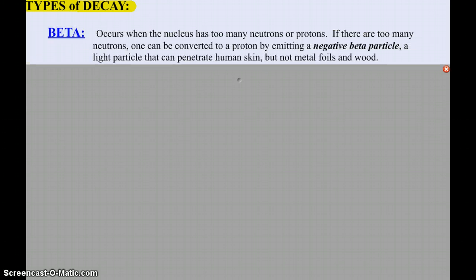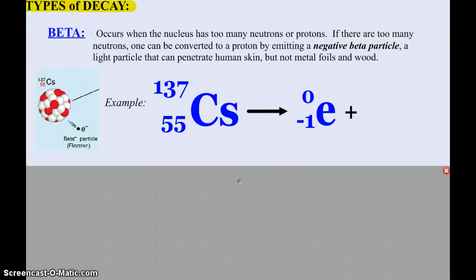So let's look at these different types of decay. And this is how these radioisotopes are going to try to return to the band of stability. First up, we have beta particles. If your nucleus has too many neutrons or protons, then again we have that bad ratio. And if there's too many neutrons, we can convert one to a proton by emitting a negative beta particle.